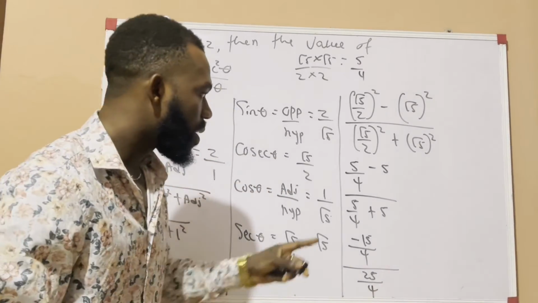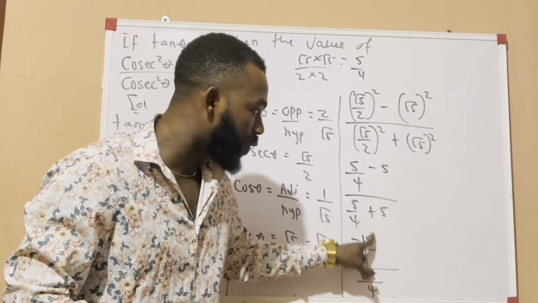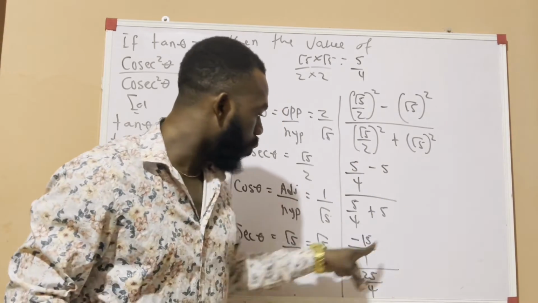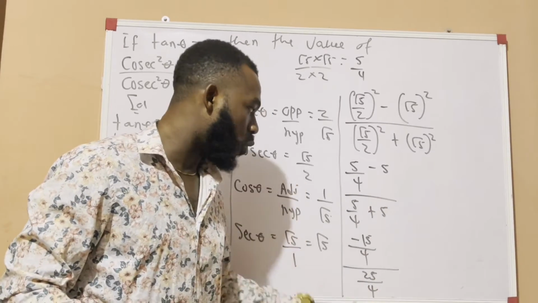I come again with this. 4 multiplied by 5 is 20. So 5 minus the 20 is minus 15 over the 4. Now all over, 4 multiplied by 5 is 20. 5 plus the 20 is 25 over the 4.